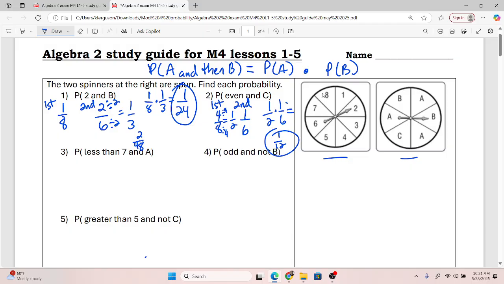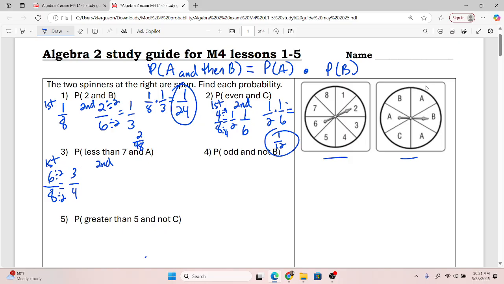Less than 7 means it's not 8 and it's not 7. So we have 6, 5, 4, 3, 2, 1. That's 6 possibilities out of 8. So for my first event, I've got 6 out of 8. Well, I can reduce that by dividing by 2, top and bottom. So I get 3 over 4 as my probability for the first event.